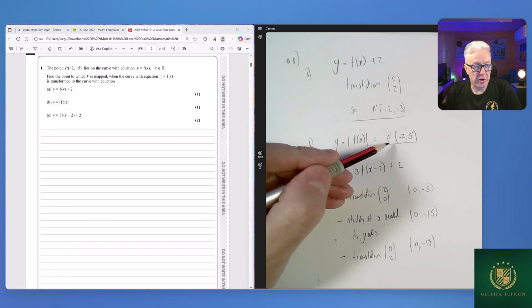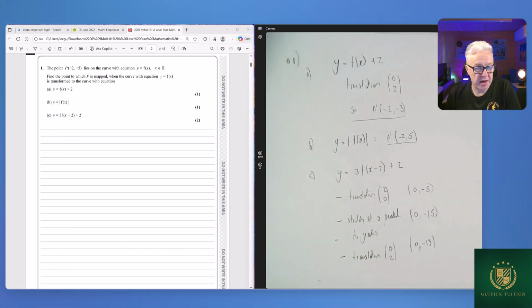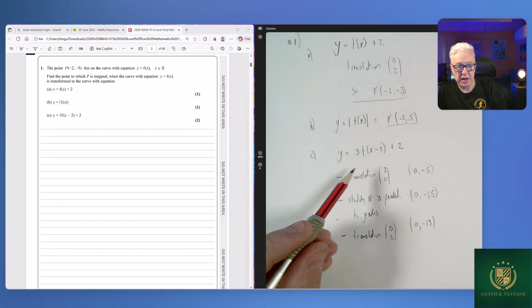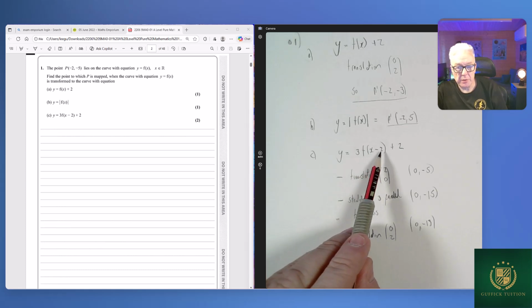And then finally, we've got y = 3f(x - 2) + 2. So we've got a few different transformations there. The way that I like to think about this is to use BIDMAS or BODMAS as a way of thinking about what's happening. So start with the brackets.